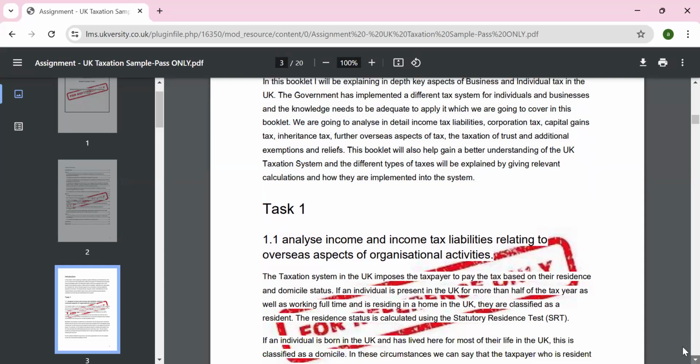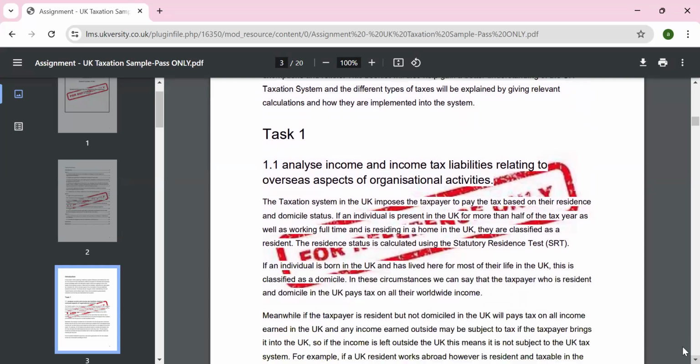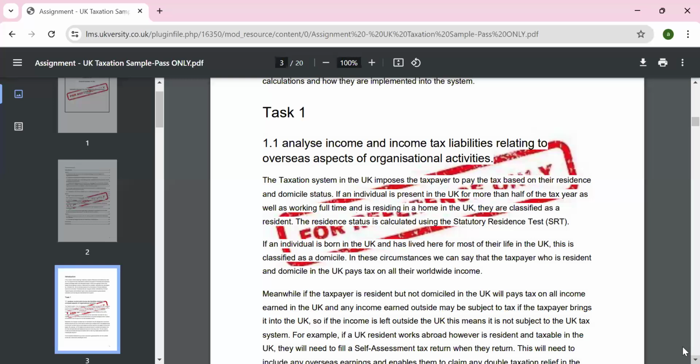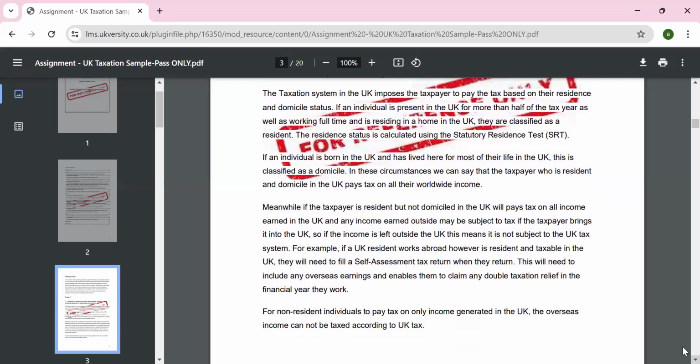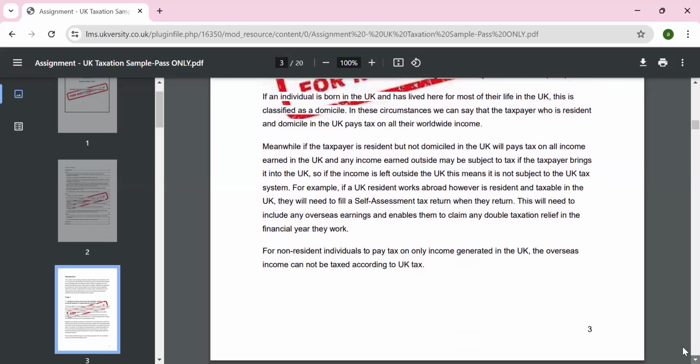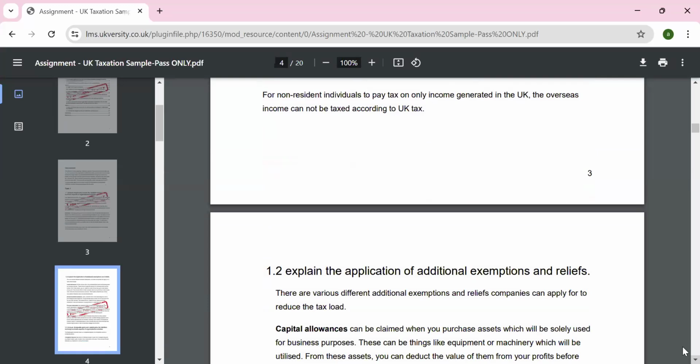For task 1, you will see 1.1: analyze the taxation system in the UK, and who is imposed to pay tax based on their residency and domicile. You can discuss rules like 180 days and 90 days for becoming a resident. All residents, and those with domicile and connections to the UK, should pay tax in this country, not abroad. Take the ex-prime minister's wife in India: residency, nationality and all these factors can be looked at overseas. Then we have 1.2.